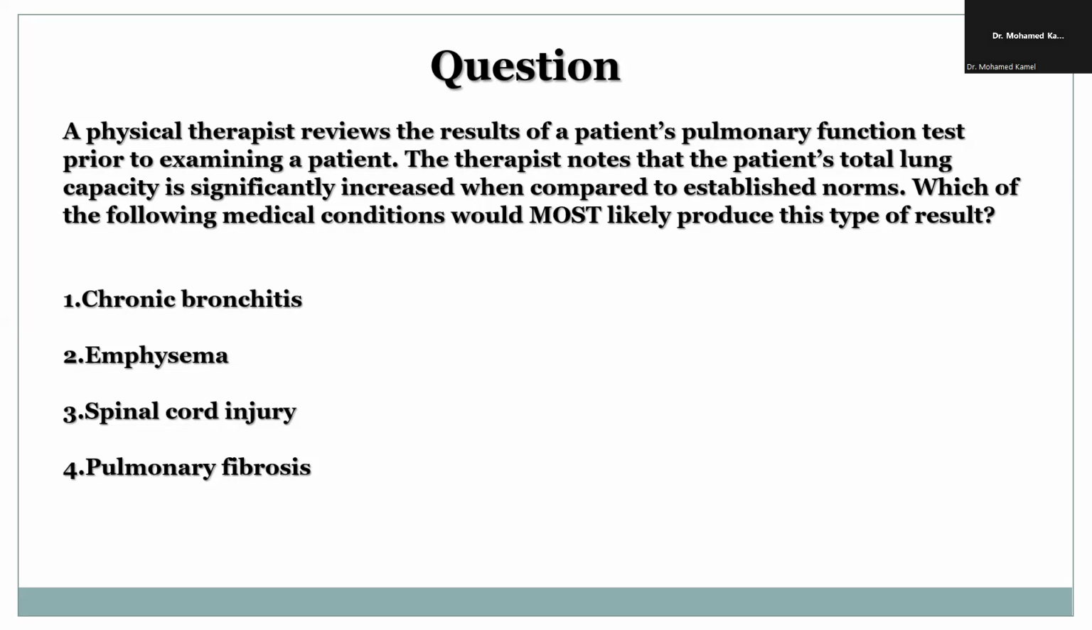because spinal cord injury is a neuromuscular disorder usually associated with a reduction in lung capacity, or you can say there is some sort of restriction. Pulmonary fibrosis is an inflammatory condition with destruction of lung tissue, which will lead to restriction. Chronic bronchitis is a case of chronic inflammation with production of tons of mucus secretion over a long time.